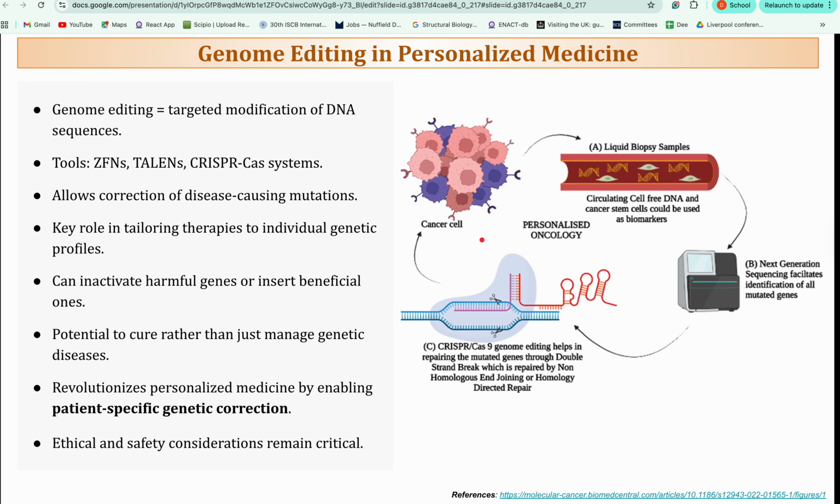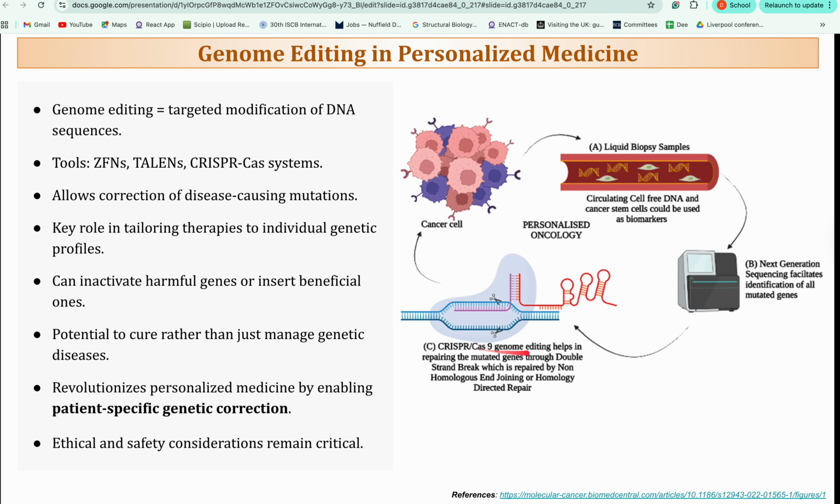It has the potential to cure rather than just manage the genetic disease. And it revolutionizes personalized medicine by enabling the patient specific genetic correction. And ethical and safety considerations remain critical. So, for example, in this case, this is a cancer cell, liquid biopsy samples in which the tissues are collected from this particular cell. Circulating cell-free DNA and cancer stem cells could be used as the biomarkers. Next generation sequencing can be done, which helps us to identify the mutated gene in these cells.